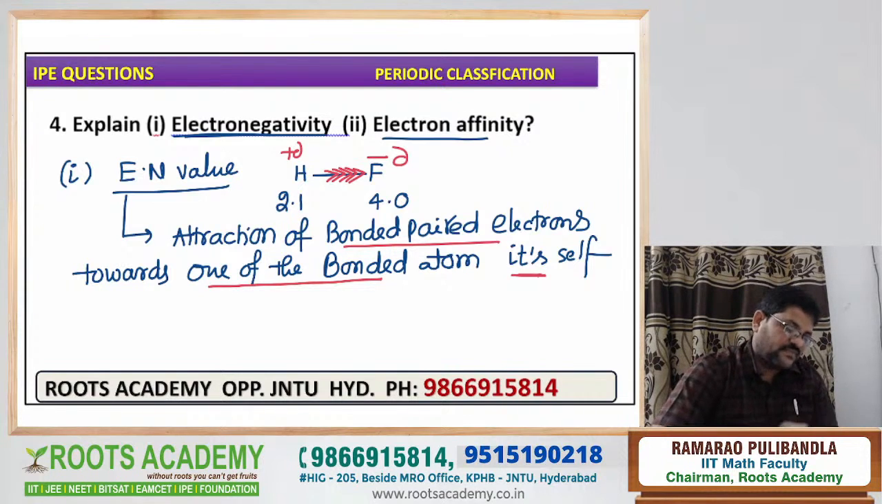Now, here the attraction of the bonded pair of electrons towards one of the bonded atoms itself is called electronegativity. And take the next example. The second one is electron affinity. So, simple explanation.